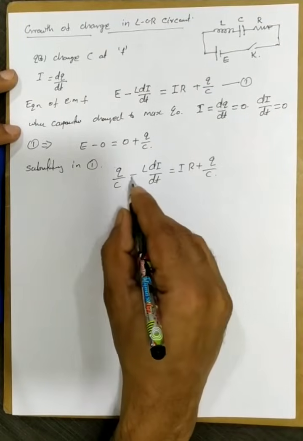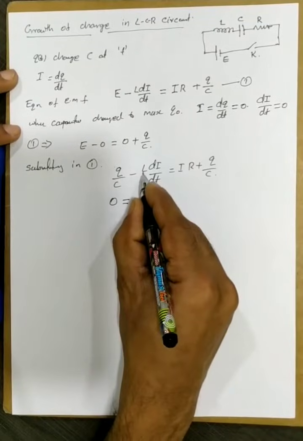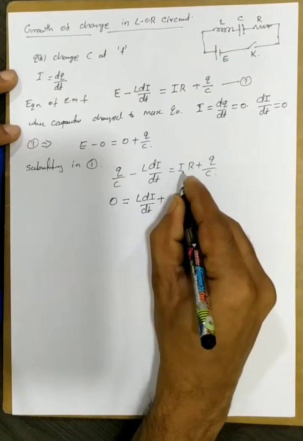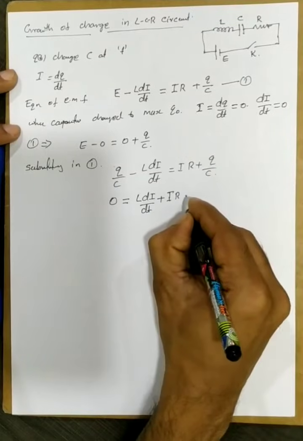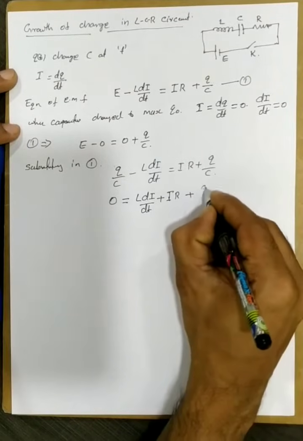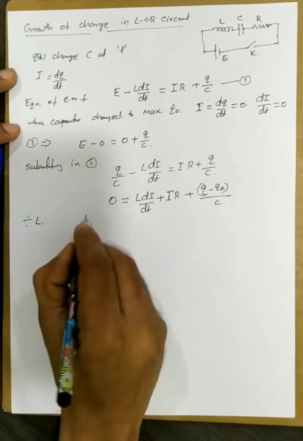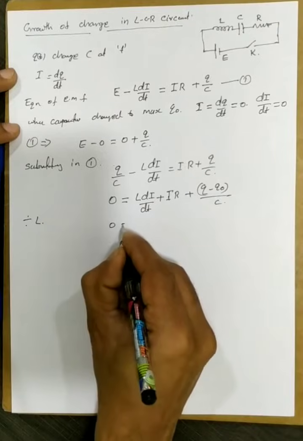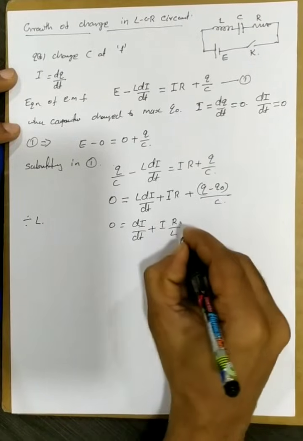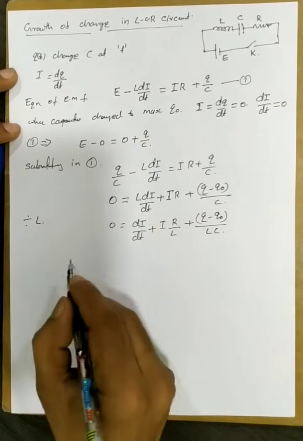Now let me write all these terms to the right hand side. So left hand side is 0, and 0 is equal to, the negative term going to the right becomes plus L di by dt, plus the positive term IR, then plus Q by C, then the term from the left comes as minus Q by C. So this is Q minus Q0 divided by C. I divide the entire equation with L, and we get 0 is equal to di by dt plus IR by L plus Q minus Q0 divided by L into C.